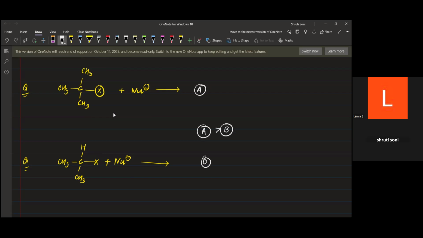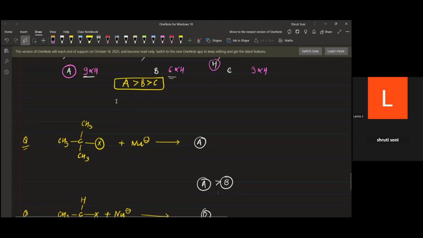So that's how we identify the SN1. And now you tell me one more thing: in case of SN1, what sort of product are we getting? Is the product a racemic mixture, an inverted product, or the same product? For SN1, it's a racemic, right?